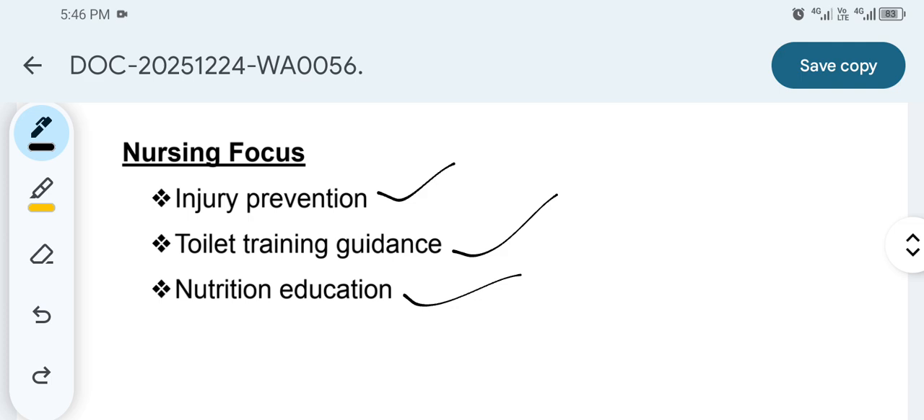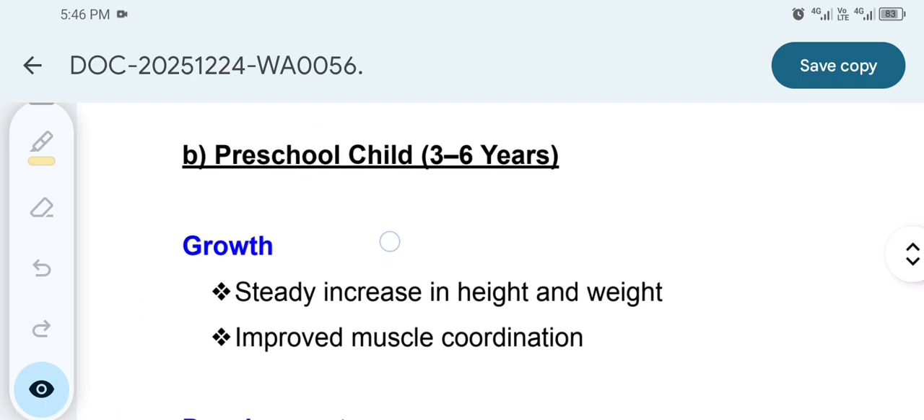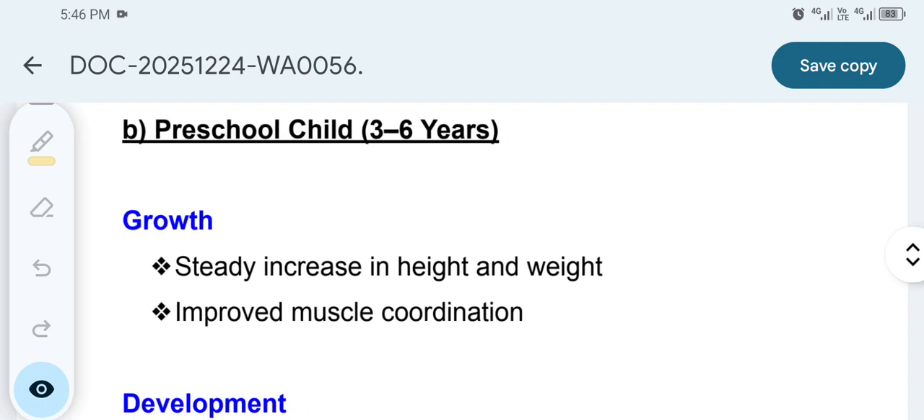Buy them a balanced diet to support their growth. So that was the toddler. We want to look at the preschool child. So a preschool child is someone who is 3 years to 6 years.